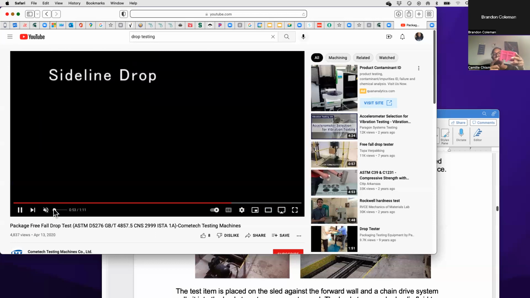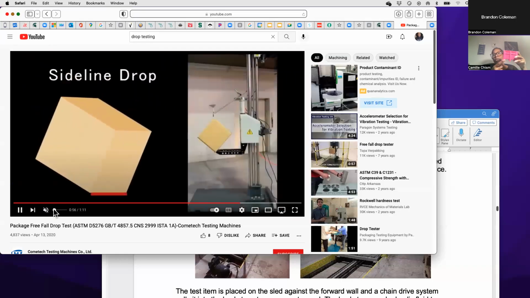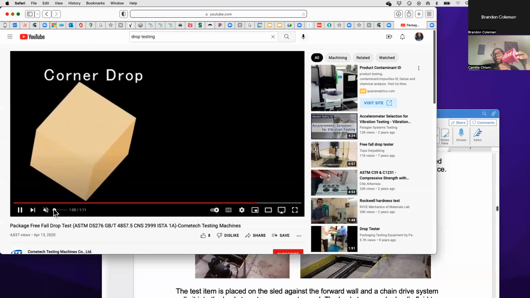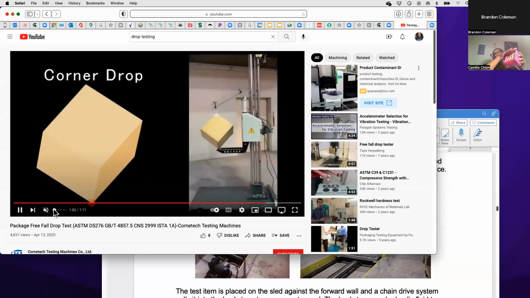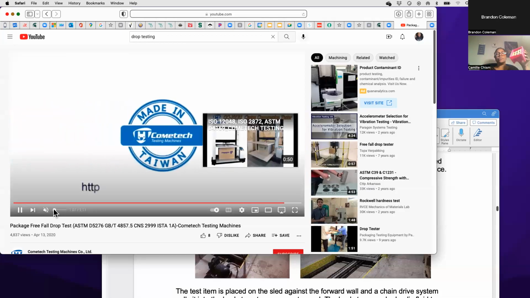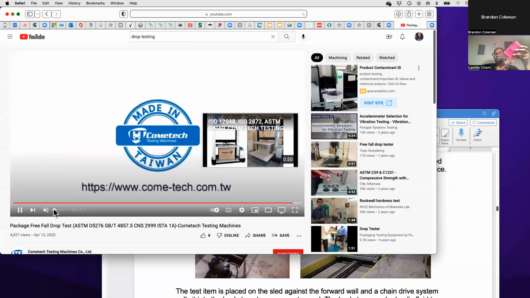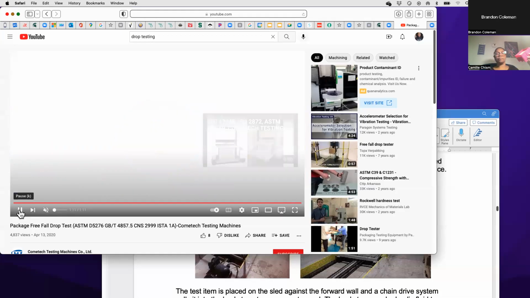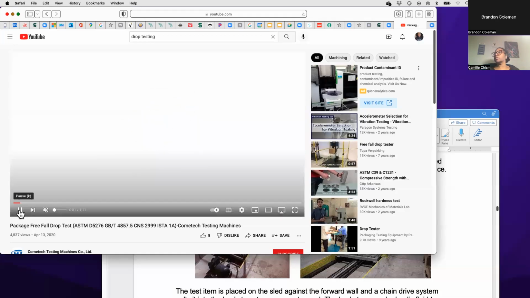You want to get the edges, you want to get the corners of these drops. So you'll notice when they orient, the drop tester can hold it. See how it's holding it, and it can hold it in the position. So you're getting your impact in a specific spot. So that's what the drop testing is.